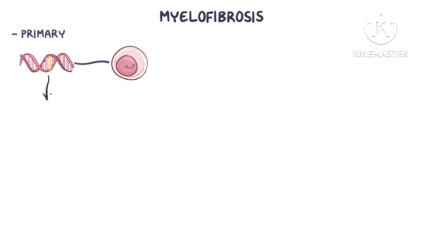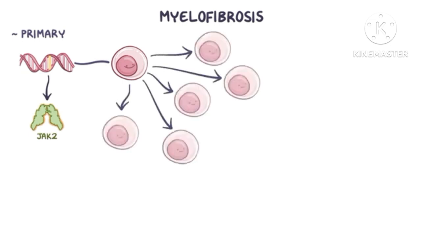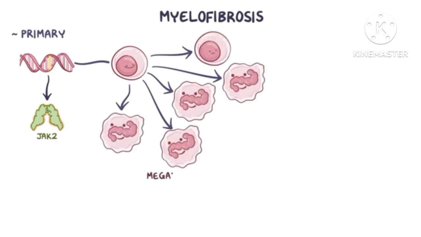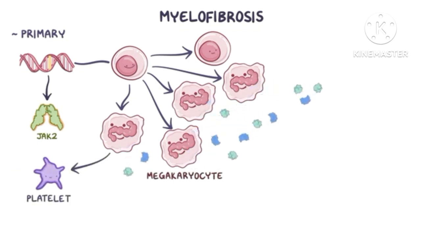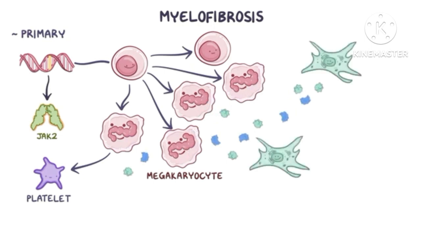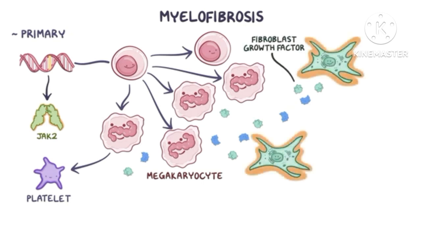The mutation in the gene encoding the enzyme JAK2 activates the JAK-STAT pathway to go into overdrive so that the cells begin to mature and divide rapidly, quickly filling up the bone marrow. A large majority of these cells turn into megakaryocytes, which go on to make platelets. These megakaryocytes release cytokines, which are molecules that create inflammation. And one of these cytokines is fibroblast growth factor, which activates fibroblasts.